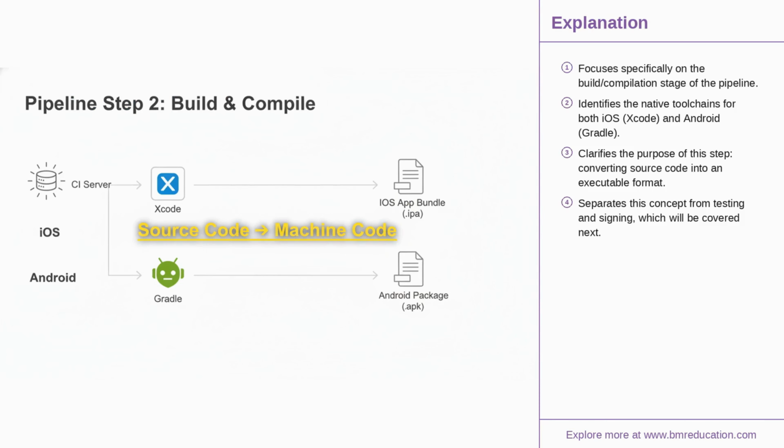With the code ready, the first major action is the build or compile step. The CI server uses platform-specific tools to turn the human-readable source code into a machine-readable application package. For iOS, it uses Xcode's tools to compile, and for Android, it typically uses Gradle.